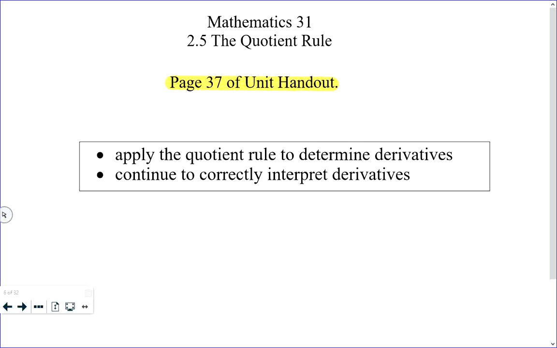Okay? So we're going to apply the quotient rule to determine derivatives, and we're going to continue to apply and interpret differentiation and the results of it.